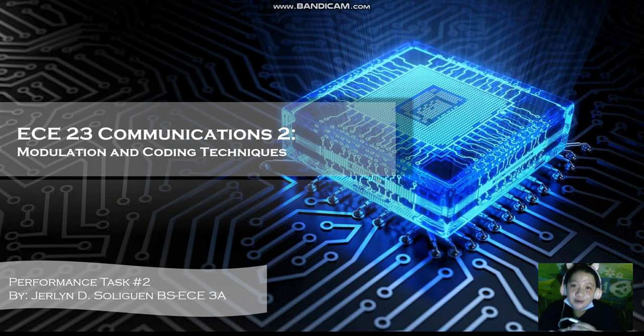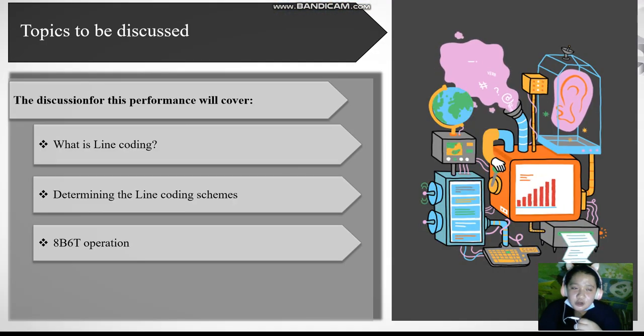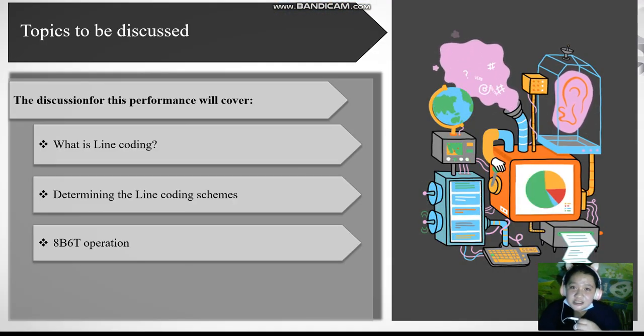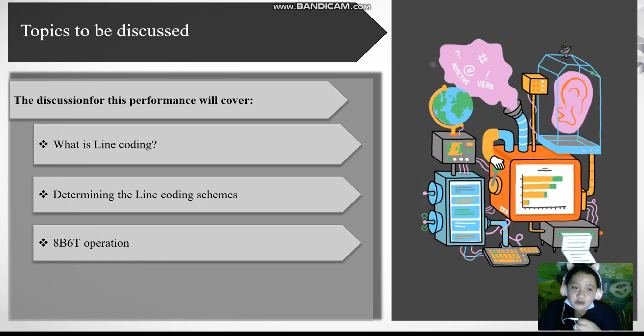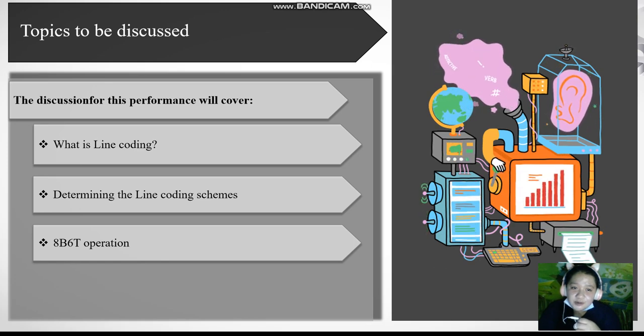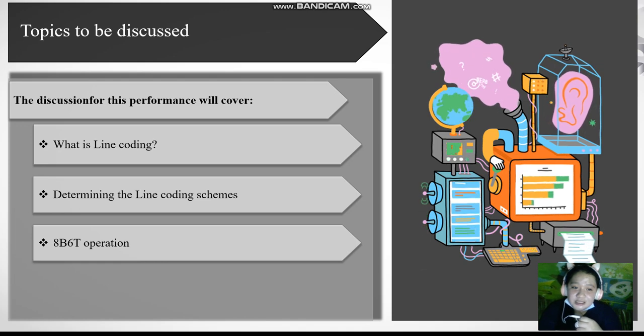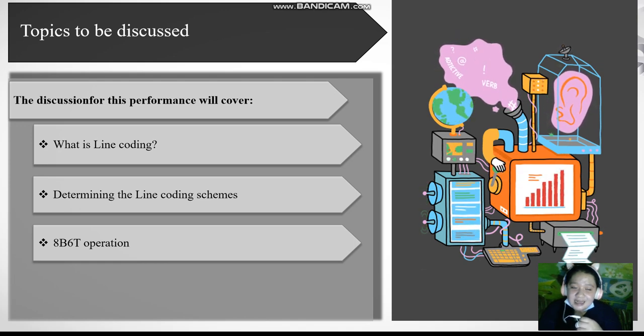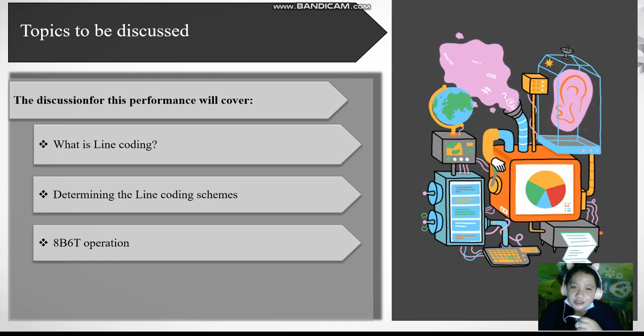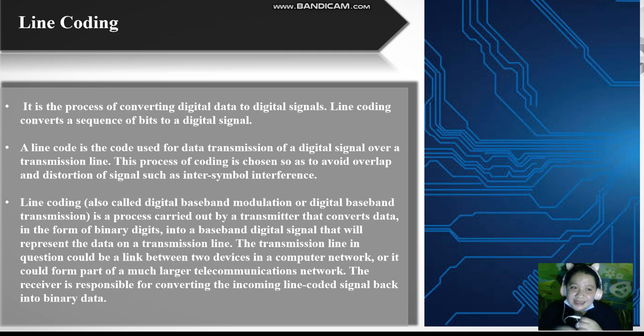So, for today, I'm going to present to you my performance task number 2 in ECE 23 Communication 2 Modulation and Coding Techniques. So, what are the topics to be discussed in this performance? The discussion will cover first, what is line coding, second, determining the line coding schemes, and lastly, 8B6T operation.